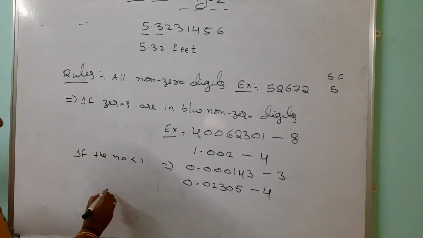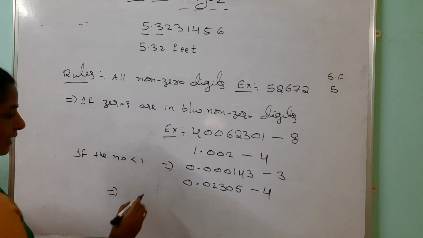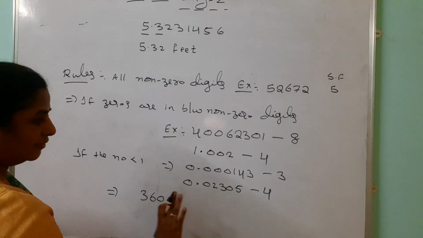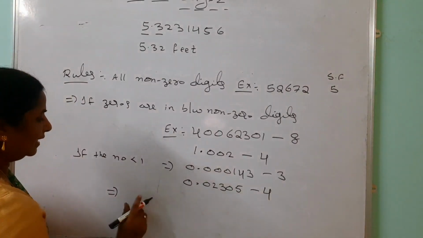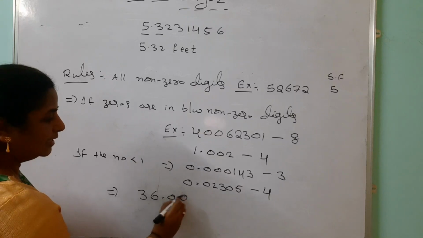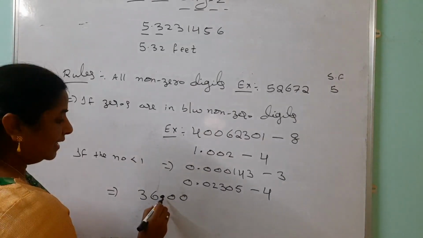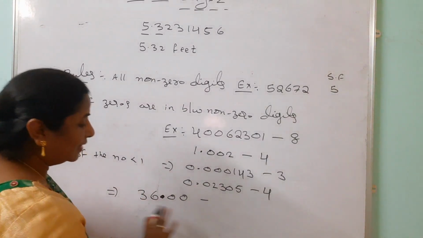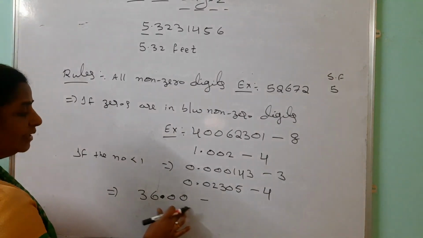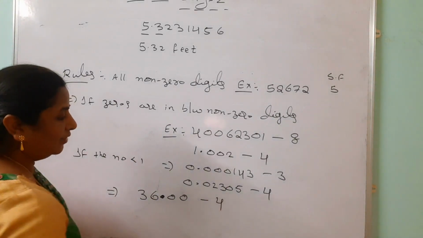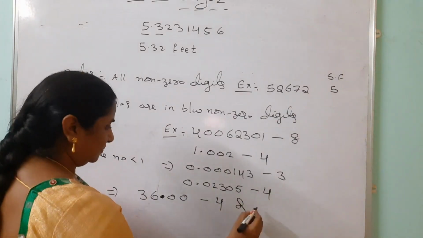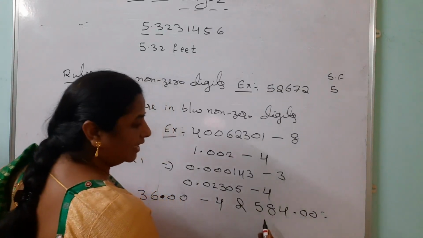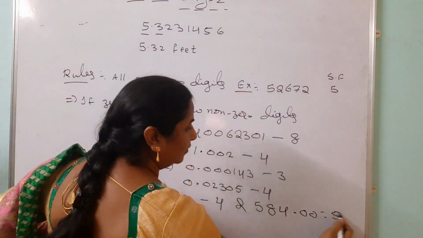Then our next rule is, look here, if the number is greater than 1, 3600 is there. After non-zero digits, if there is no decimal, see, look here, we are taking 36.00. The decimal is there, before that non-zero digits, and after that zeros are there. Here you should consider all as significant figures, and that too the number is greater than 1. So here the number of significant figures is how much? 4. Like that, 50584.00. What are the significant figures? 1, 2, 3, 4, 5, 6, 7. Like that we should calculate.